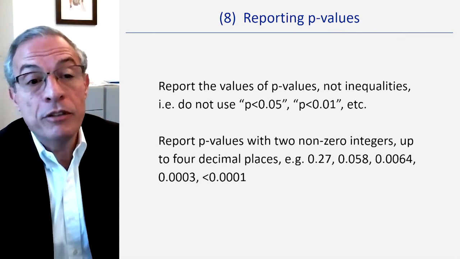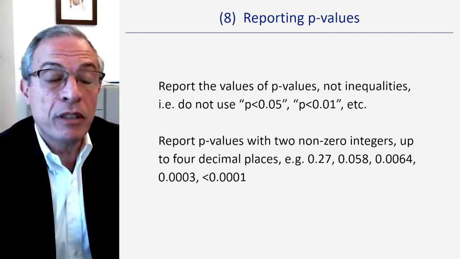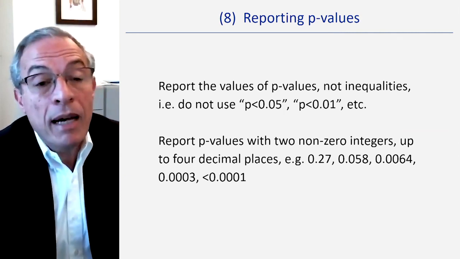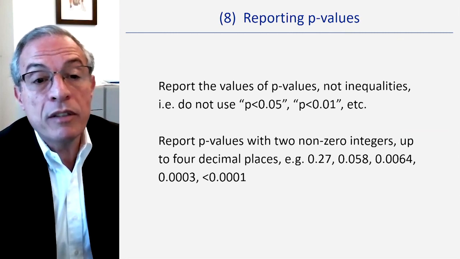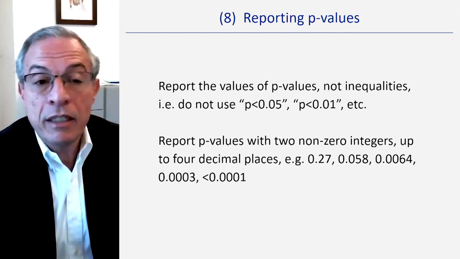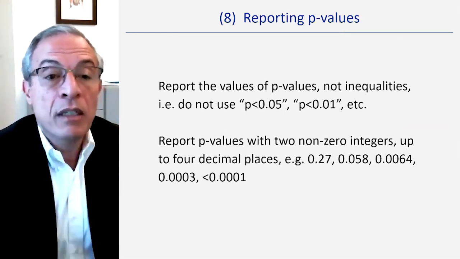My personal advice, I haven't heard it written down in a paper or by some famous statistician, but I think it's a good practice to report p-values with 2 non-zero digits, up to 4 decimal places. So for example, you would say it's 0.27. There is no need to go further down. 0.27, that's it, that's enough.